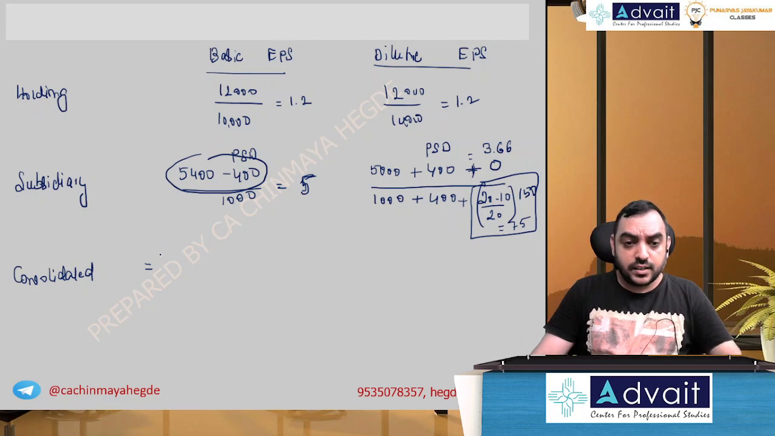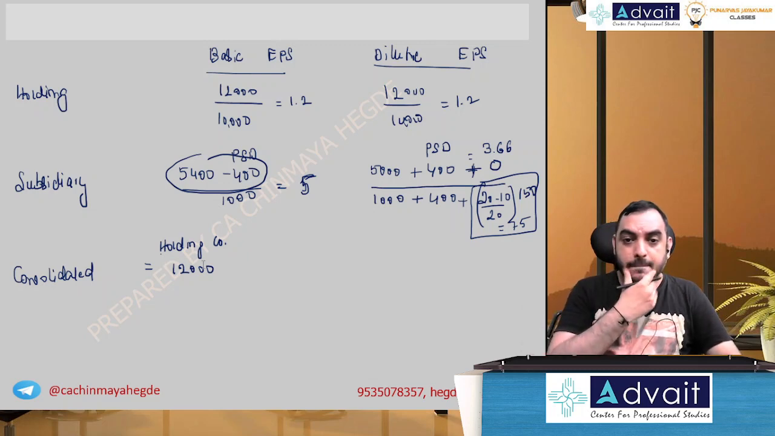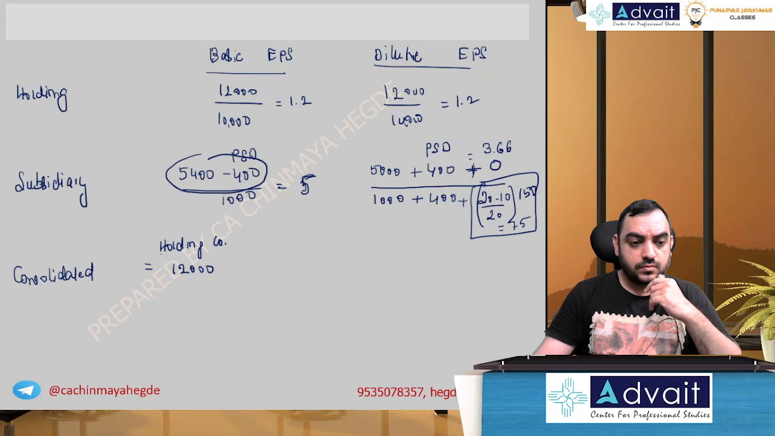12,000 is the holding company profits. Holding company profits 12,000. And how many shares are you having? 800 ordinary shares you are having. Out of how many shares?